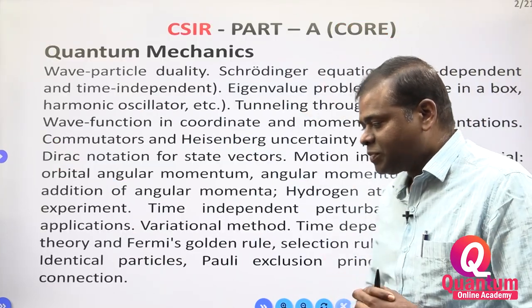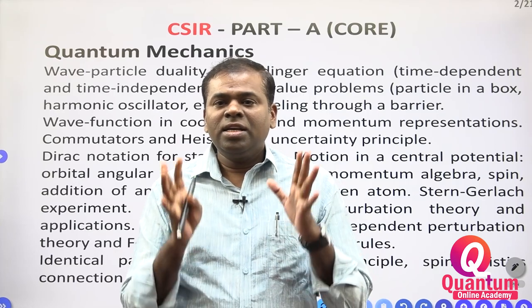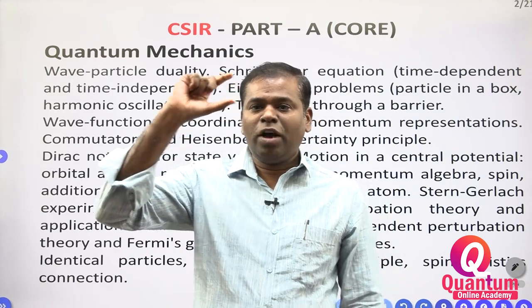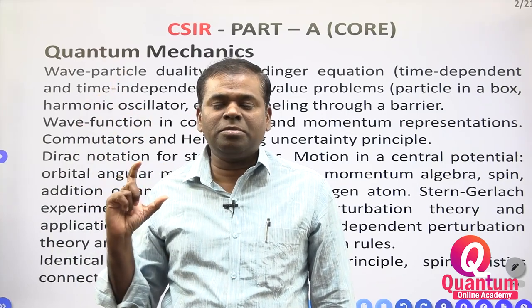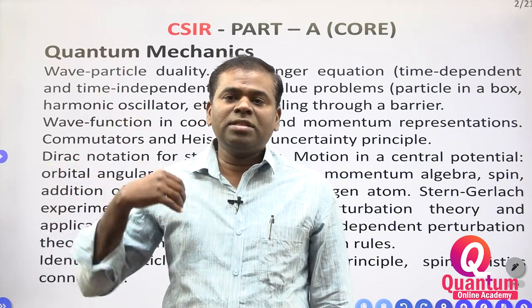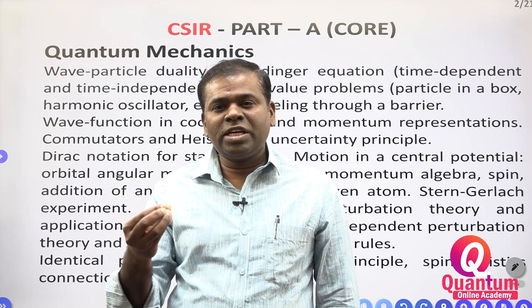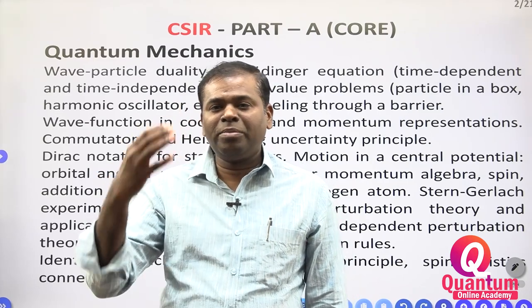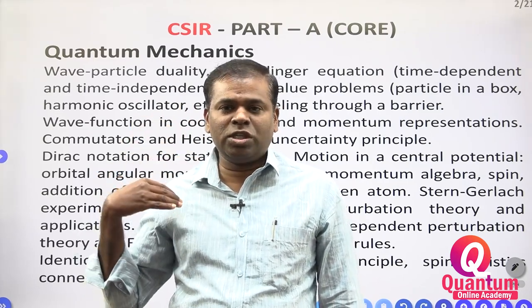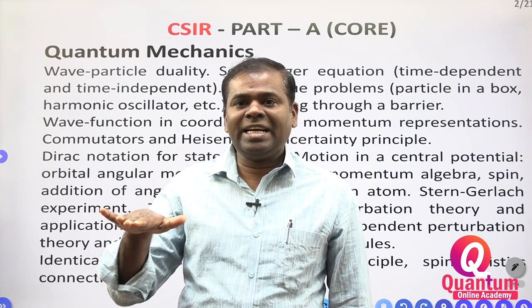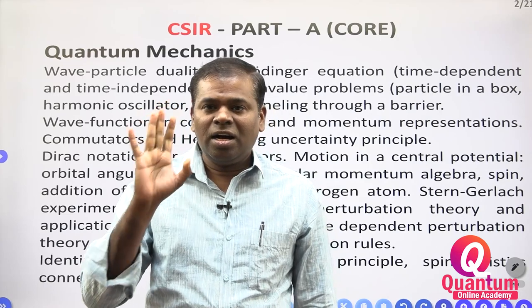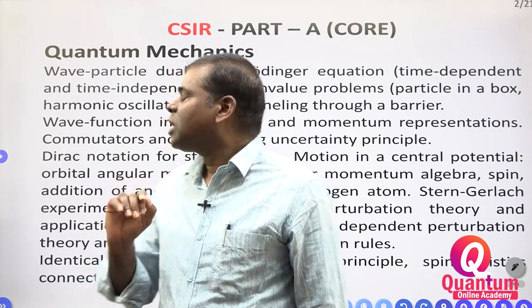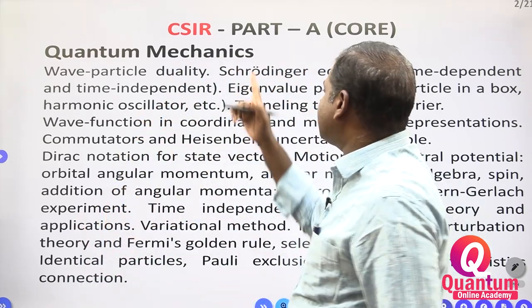First, the syllabus. Already I told, CSIR has two parts. One is part A, the core syllabus. Another is part B, the advanced syllabus. From the core syllabus also questions will come, and from the advanced syllabus also questions will come. We won't neglect any part, any word in the quantum mechanics syllabus. Clear? Now you have to see what the syllabus is.